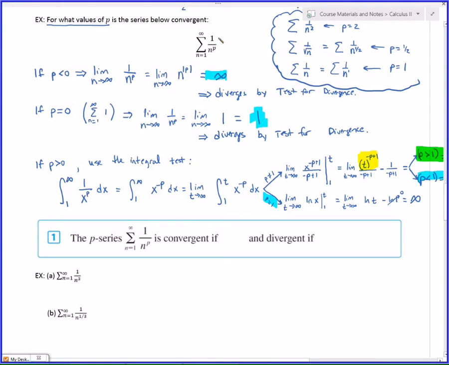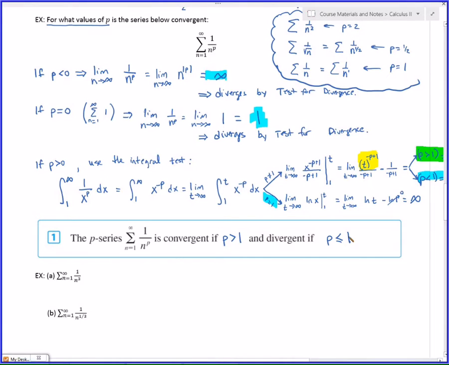If you have this series right here, it converges if p is greater than 1 and diverges everywhere else, so p less than or equal to 1. Now that theorem, that statement, all comes from the test for divergence and the integral test. We actually don't have to apply the integral test in the future. We now have a fourth test: geometric, test for divergence, integral test.